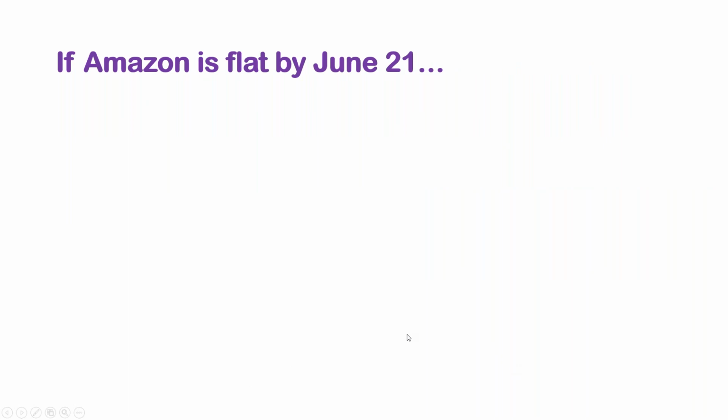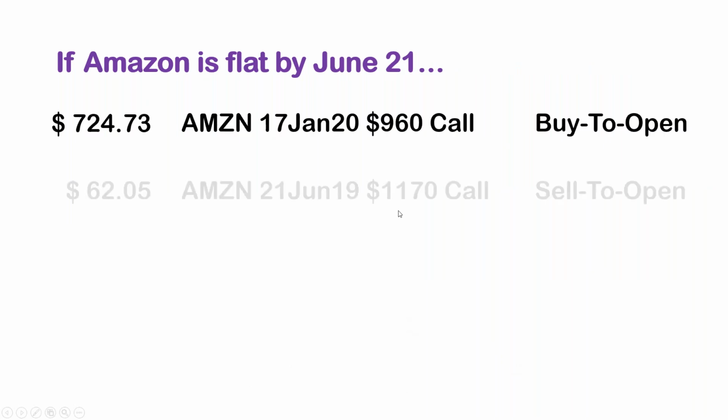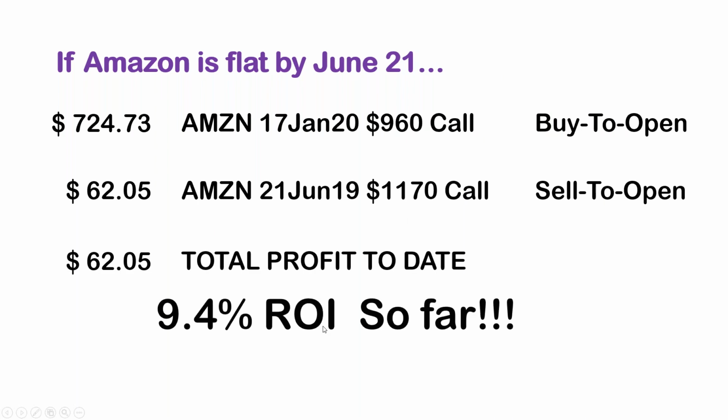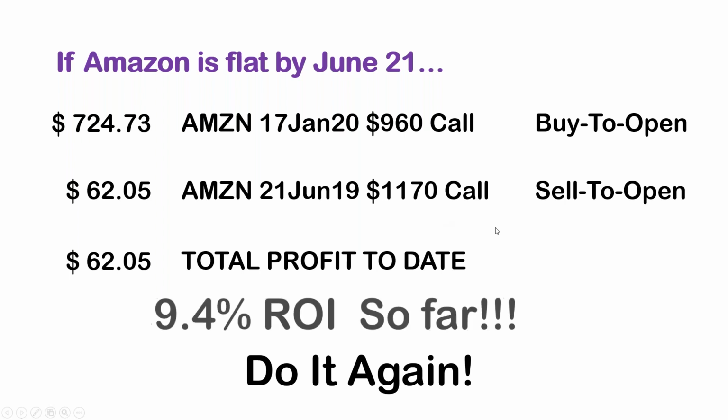But what happens? Here's where it gets really exciting. What happens if it goes sideways? We get to keep that premium. This time, because of the lower cost basis, we're walking away with 9.4%. Do it again. And again, Amazon is one of our worst examples, just using it for its name recognition. But if you can pull something out of your worst example at 9.4% every month and do it again and again, that sounds pretty exciting.